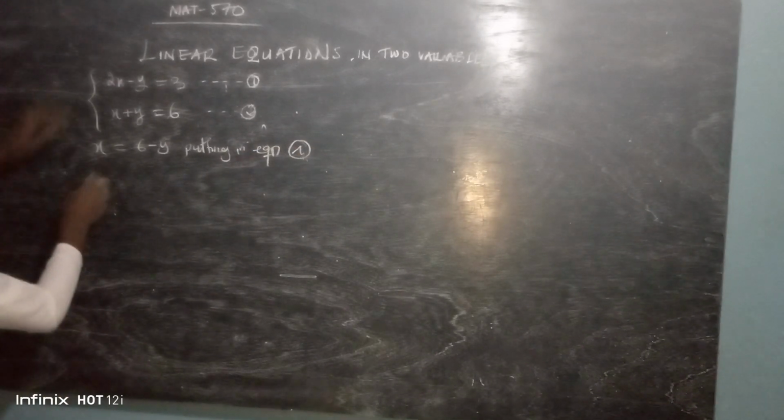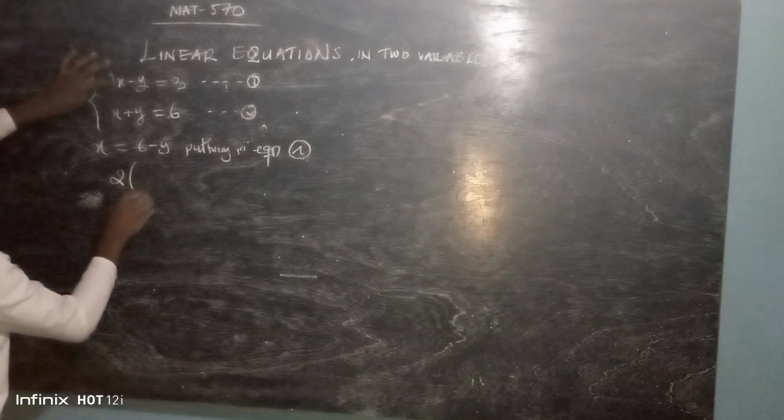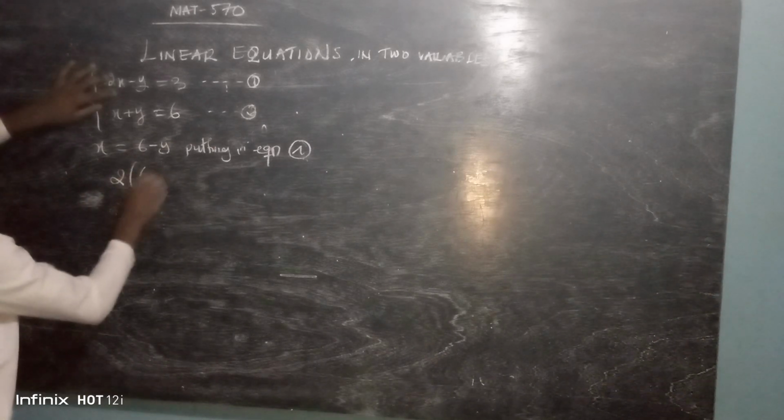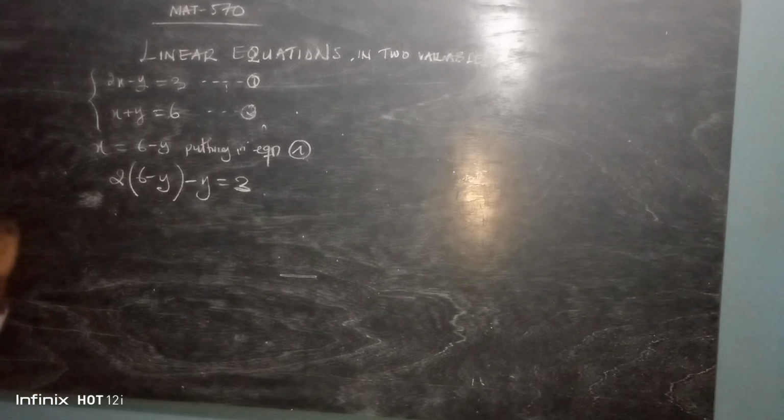I'm going to have what? This is x, 6 minus y. 2 into what? This is 2 times, bracket means multiplication. So I have 2 times 6 minus y equals 3. Basically, that's what we have.